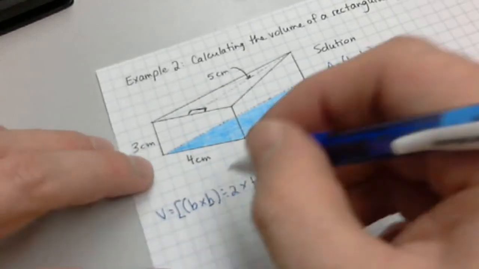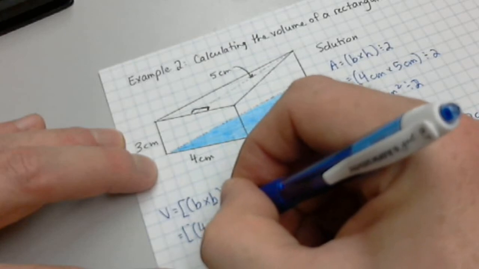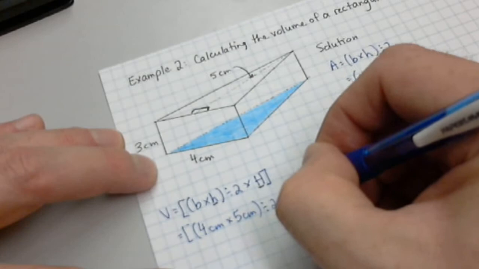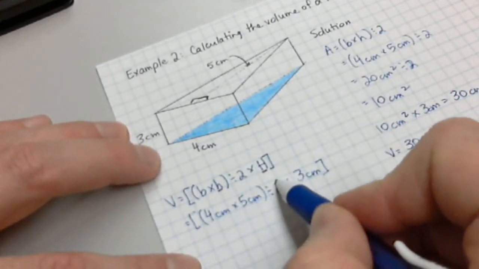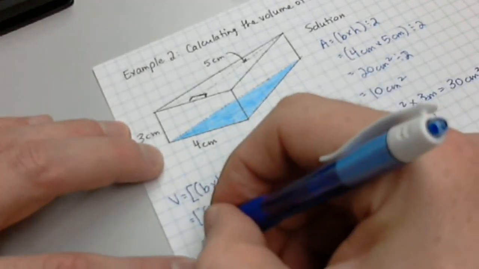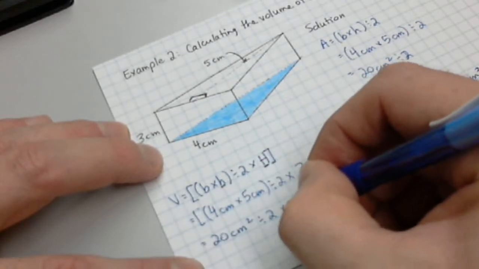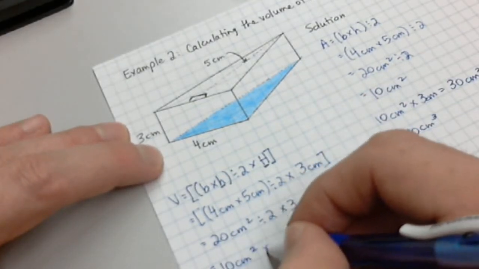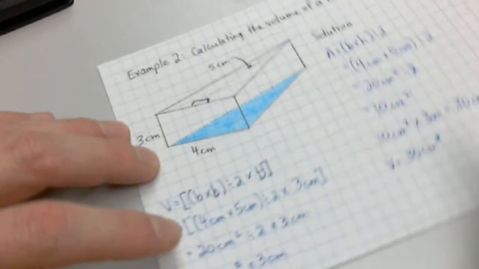Okay? And so when I do my substitutions, I keep the big square brackets, and I have 4 centimeters times 5 centimeters divided by 2, times 3 centimeters. So this part here is going to tell me the area of the base of the triangle, and then I'm going to multiply it by the height, which is going to give me the volume. So that becomes 20 centimeters squared divided by 2 times 3 centimeters, which is 10 centimeters squared times 3 centimeters, which equals 30 centimeters cubed.